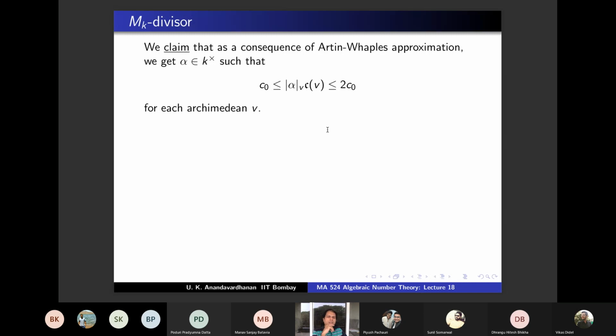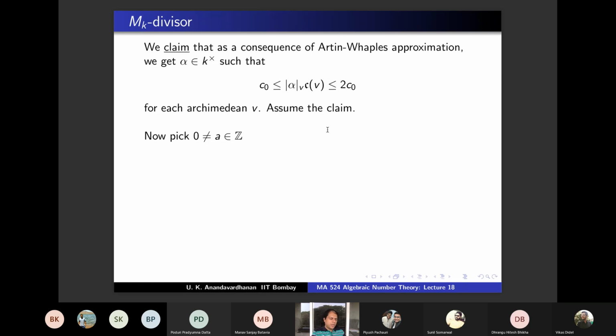So for each Archimedean v, you are applying Artin-Whaples, which you can apply to any finite collection of absolute values. And we are applying it to the collection of Archimedean absolute values. It's a finite collection. For each Archimedean v, simultaneously you can approximate, you can put this |alpha|_v times C_v between C0 and 2C0. There is such an alpha. So the claim is there exists such an alpha. Assume the claim and let's continue.